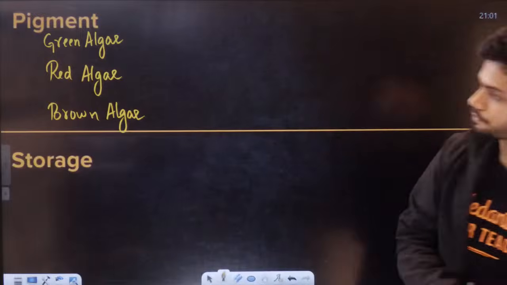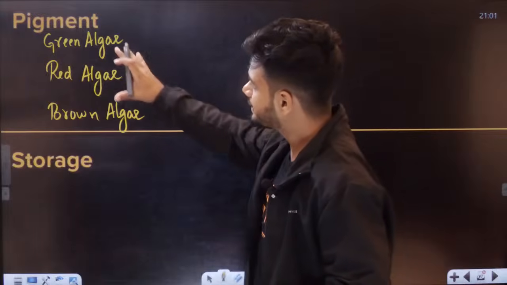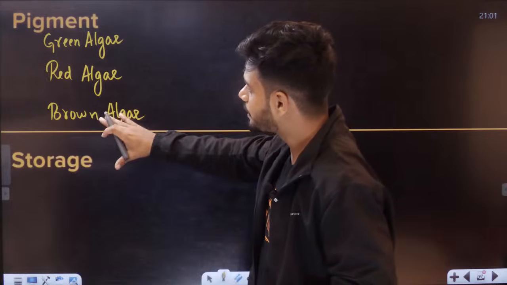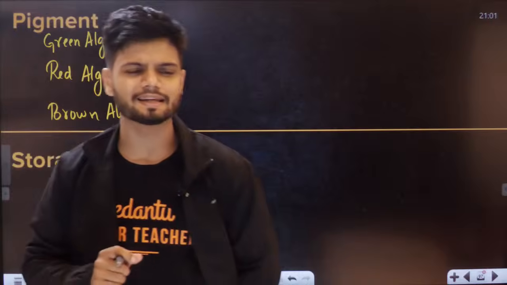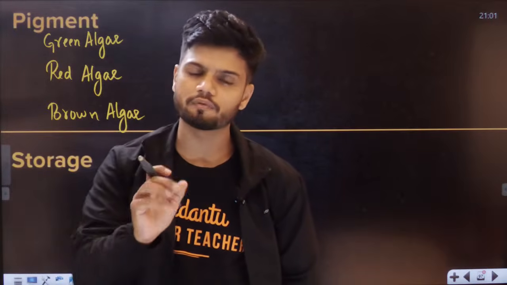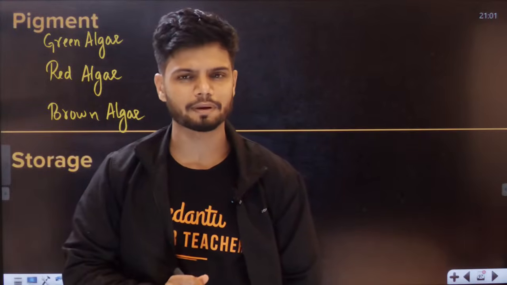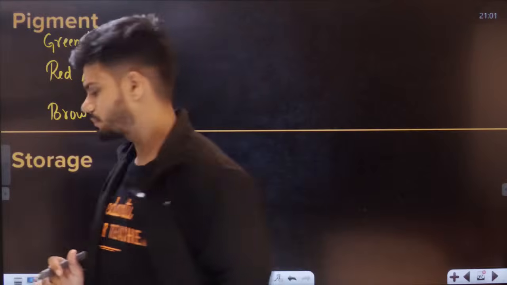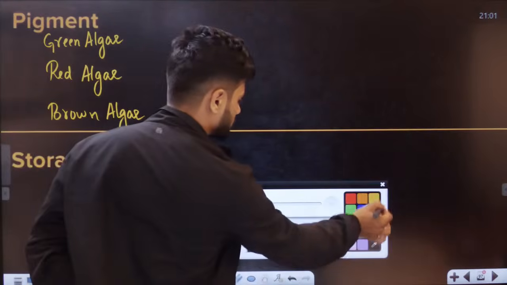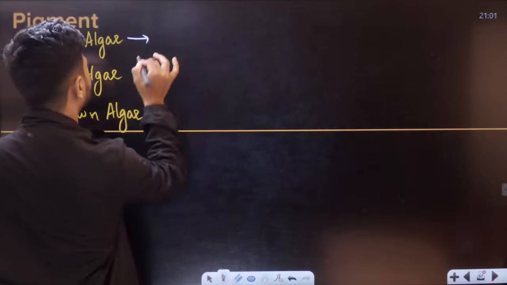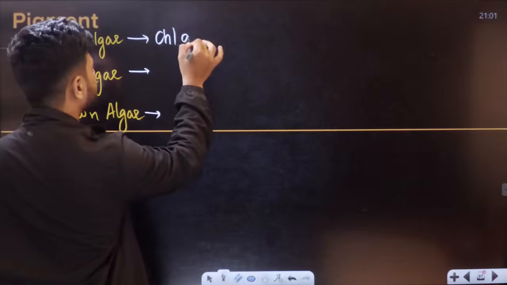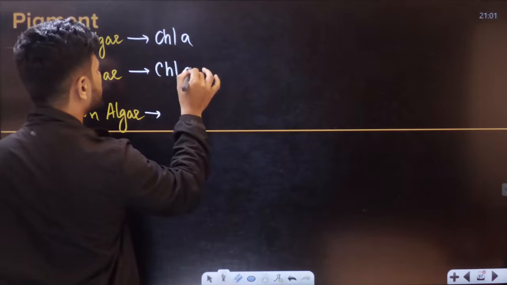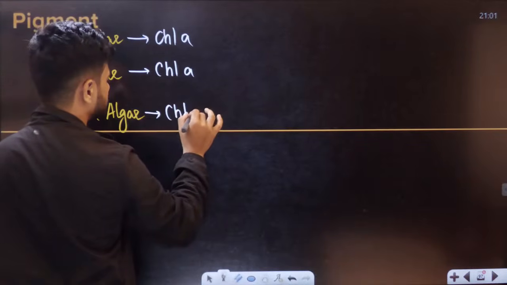Now students, here we can see in the case of green algae, red algae, and brown algae, in all of these algae, one pigment is always common. So, which is that pigment? The common pigment in all of them is going to be what? The chlorophyll A. Chlorophyll A is going to be common in all of them.